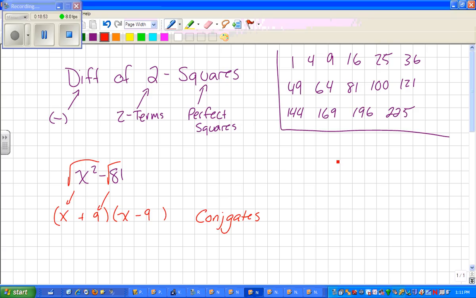So a little bit more challenging, I could show you something like 121 y squared minus 1. Okay? So if I take the square root of 121 y squared, square root of 121 is 11, square root of y squared is y. If I take the square root of 1, I get 1. So I have 11y plus 1, and I also need the conjugate, which is 11y minus 1.